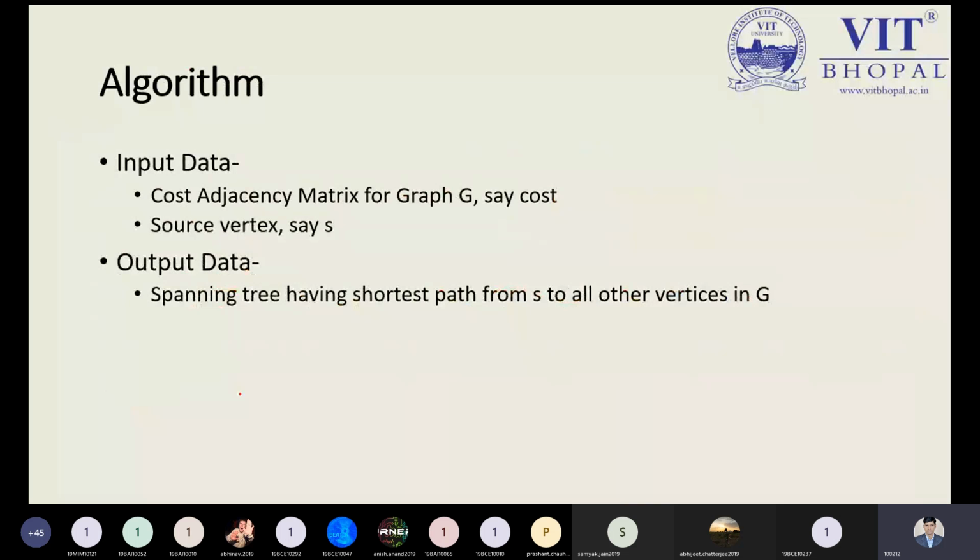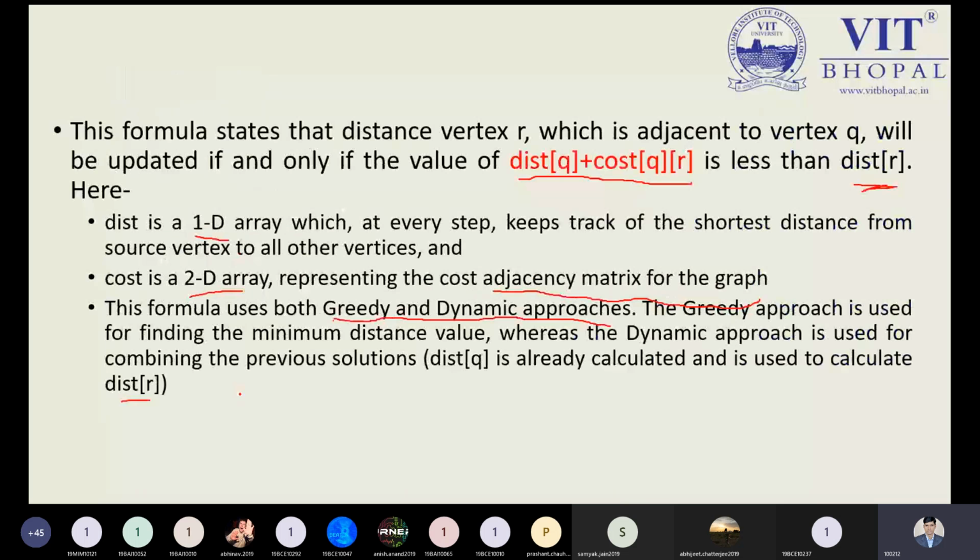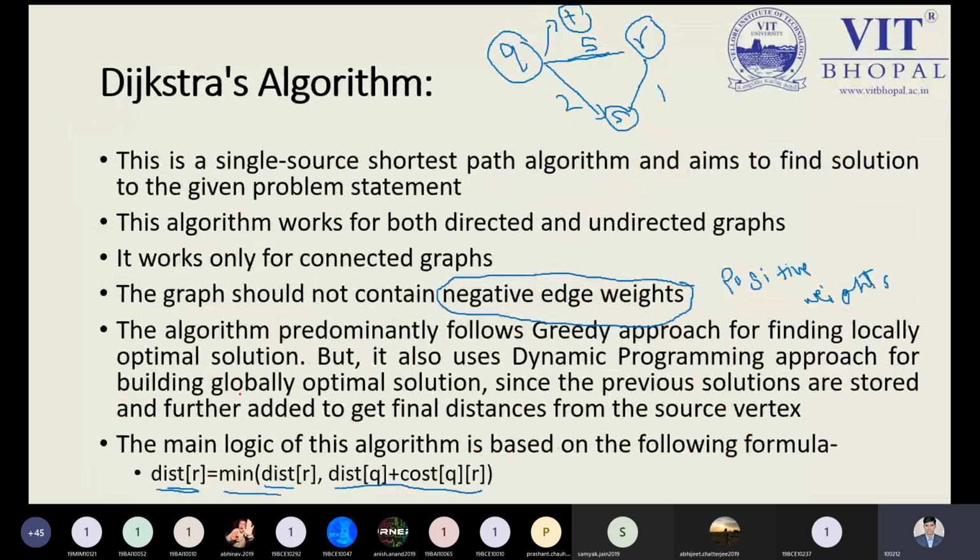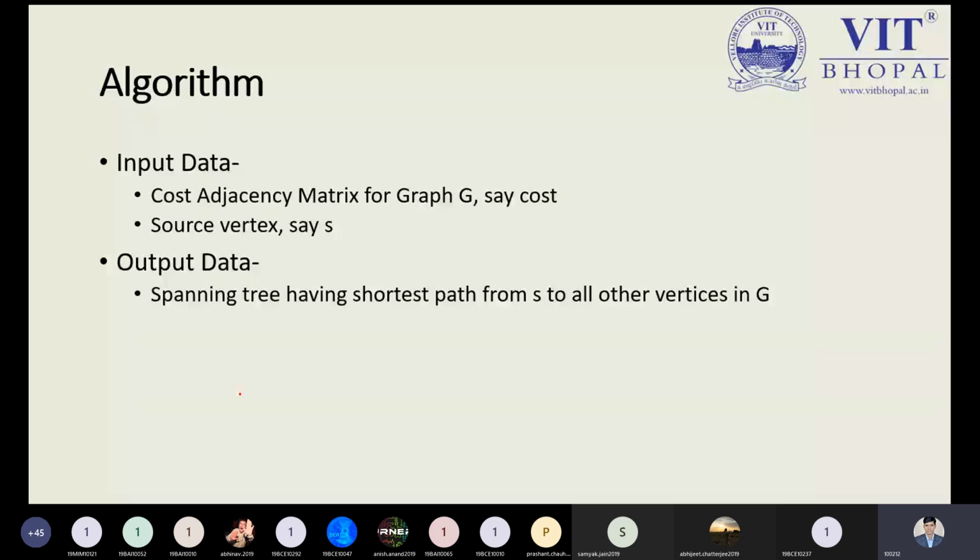The algorithm is not tough. The algorithm we have already discussed over here. These are the algorithmic steps, and this is the general algorithm we need to go through for our solution. If we need to solve this problem, what inputs are required? Input requires the cost adjacency matrix for the graph G, say cost, and the source vertex, that is S. The output is the spanning tree with the shortest path from S to all other vertices in G.